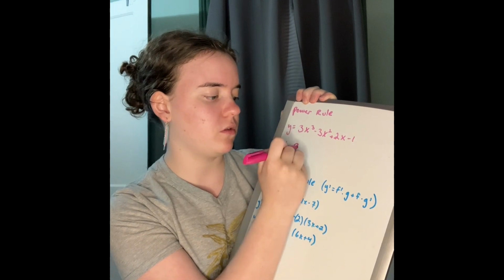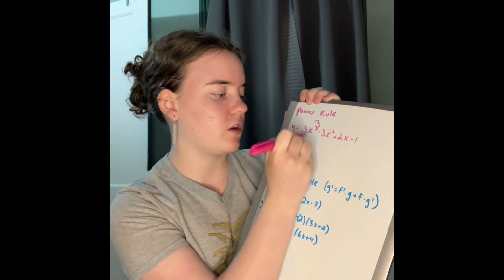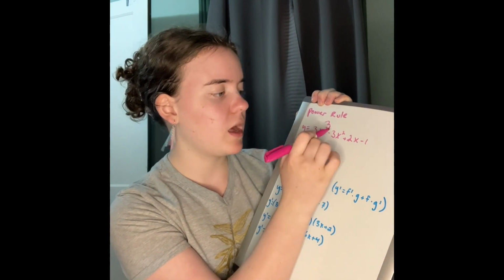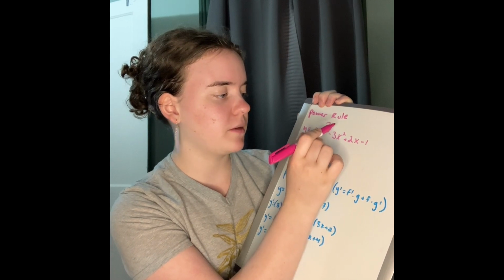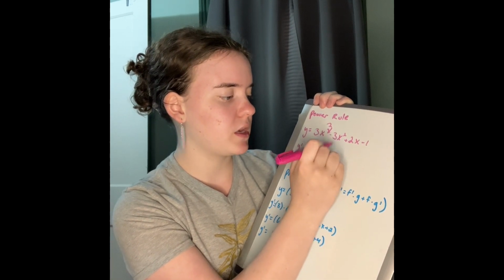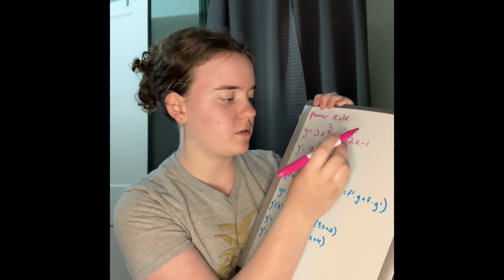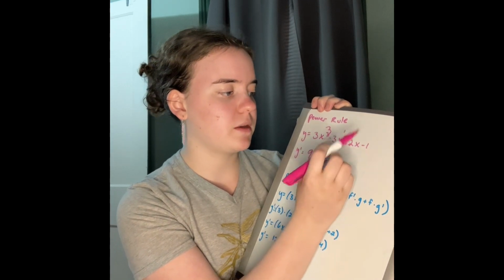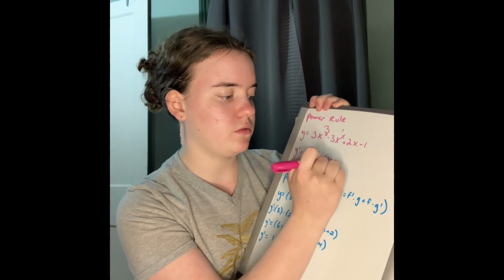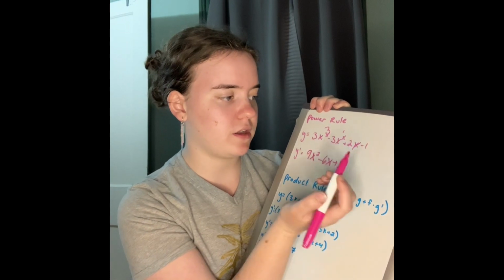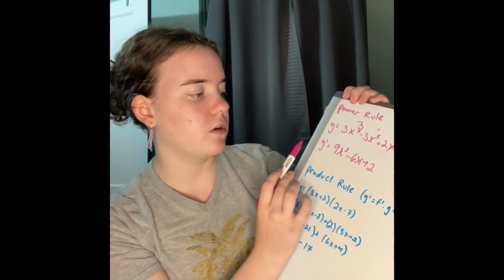So we take those two. X, this gets knocked down a notch to 2. So negative 3 times 2 is minus 6. X, this gets knocked down to 1, so we don't need to show it. 2 times 1 is 2. This gets knocked down to nothing, and then this one just disappears. So bam, that's our new derivative.